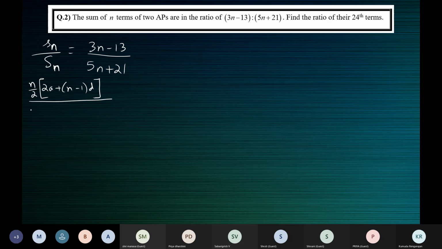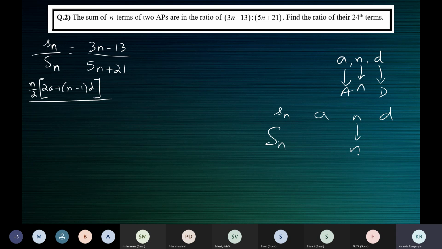So now tell me. We have these three variables: a, n, and d. n is n only. Different AP, so this is a and this is d. We need to understand a, n, and d. So let this be for the first AP. For the second AP, n is n, but since they are two different APs, let's take the first term as capital A and the common difference as capital D. Because they're two different APs. Am I clear? Yes, ma'am.